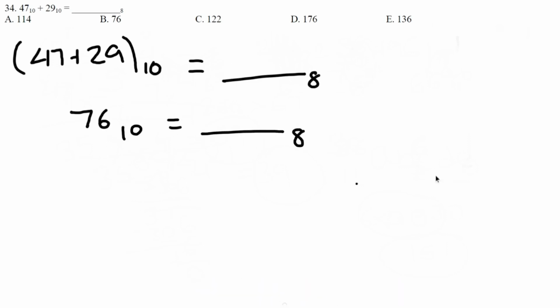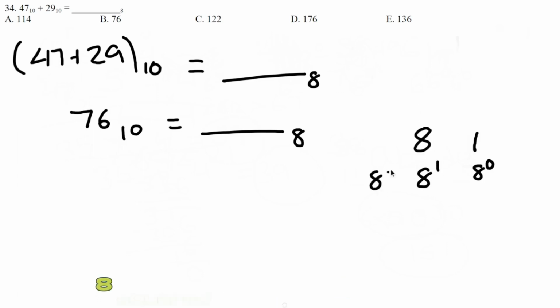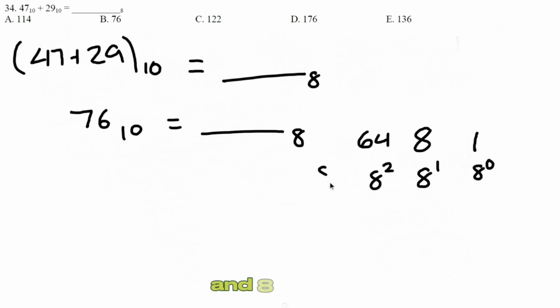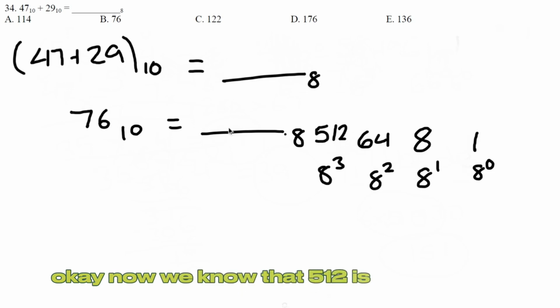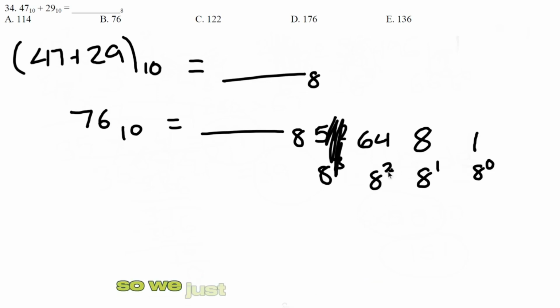Alright, let's solve this. So the powers of 8. 8 to the power of 0 is 1. 8 to the power of 1 is 8. 8 squared, or 8 to the power of 2, is 64. And 8 cubed, or 8 to the power of 3, is 512. Now we know that 512 is bigger than 76, so we don't need this. So we just have 8 squared, 8 to the power of 1, and 8 to the power of 0, which is 64, 8, and 1.